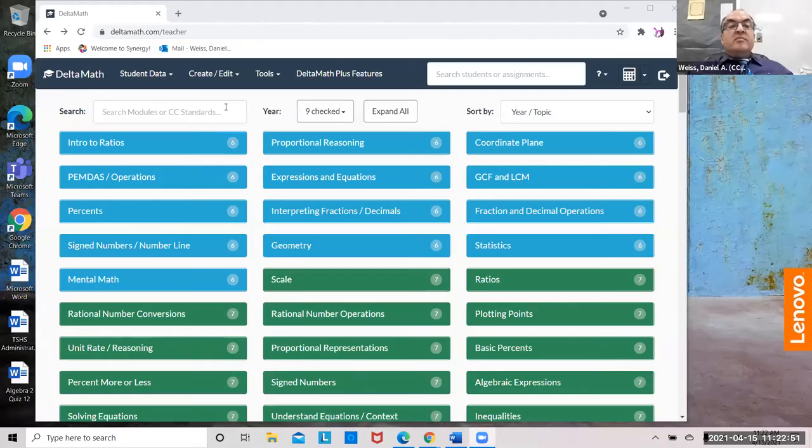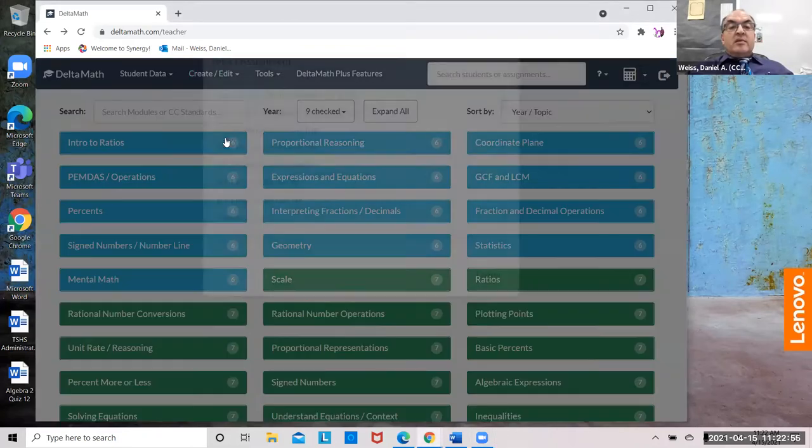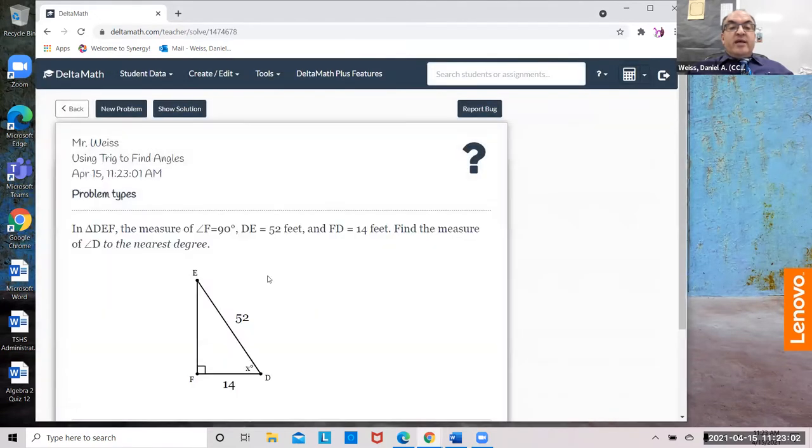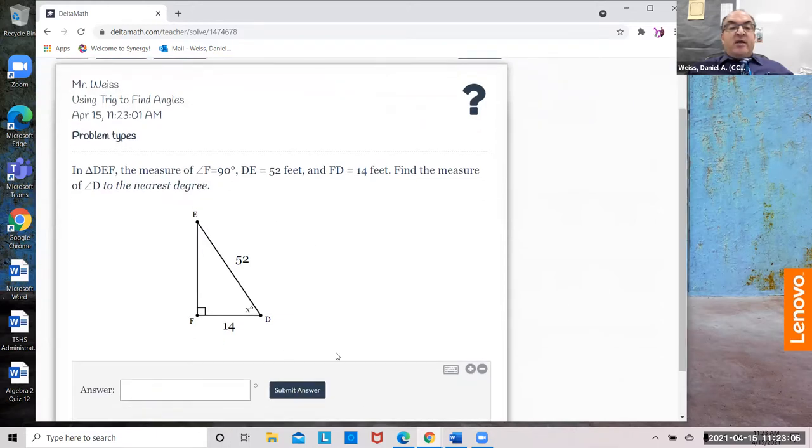Let me just show you one more thing. So today we did this. Now we're finding an angle that is backwards. So we're going to use sine negative one, cosine negative one, tan negative one. But again, 14, is that opposite, adjacent, or hypotenuse? Adjacent. Good. And 52 is the what? Hypotenuse.